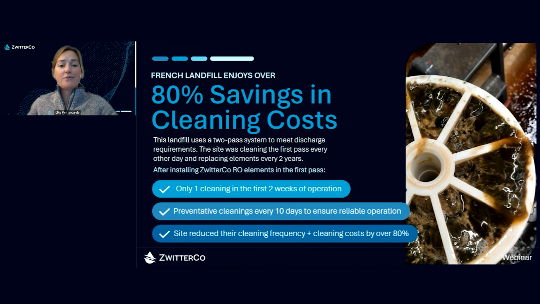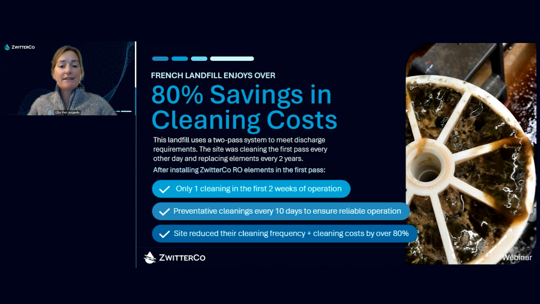By installing ZwitterCo RO elements in the first pass, where they were seeing the majority of the organic fouling occurring, the site benefited from only performing 1 chemical cleaning in the first 2 weeks of operation. Since then, the site implemented preventative cleanings every week to ensure reliable operation. But because things were going so well, they pushed out those preventative cleanings to every 10 days.